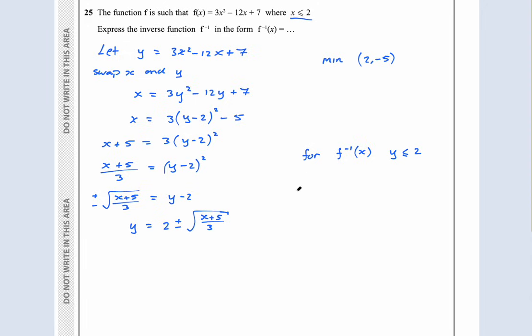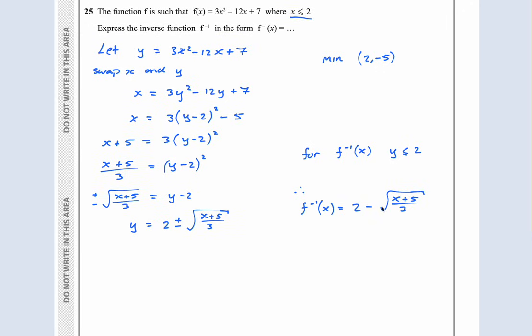And how can this be less than or equal to 2? Well, the only way is if f minus 1 of x is equal to 2 minus this, because if I add it, it will become greater than 2. So I need to do 2 minus the square root of x plus 5 over 3. And that is the answer. 2 minus root x plus 5 over 3.